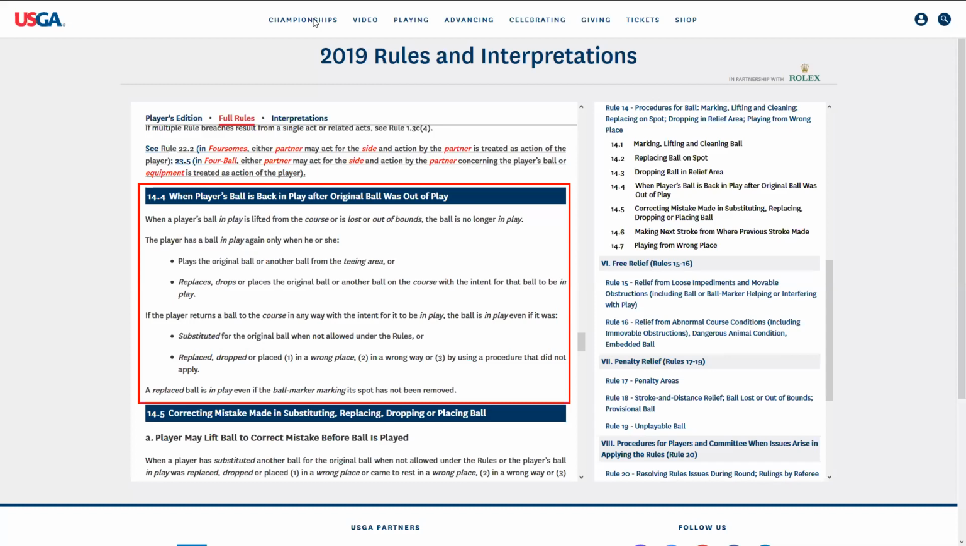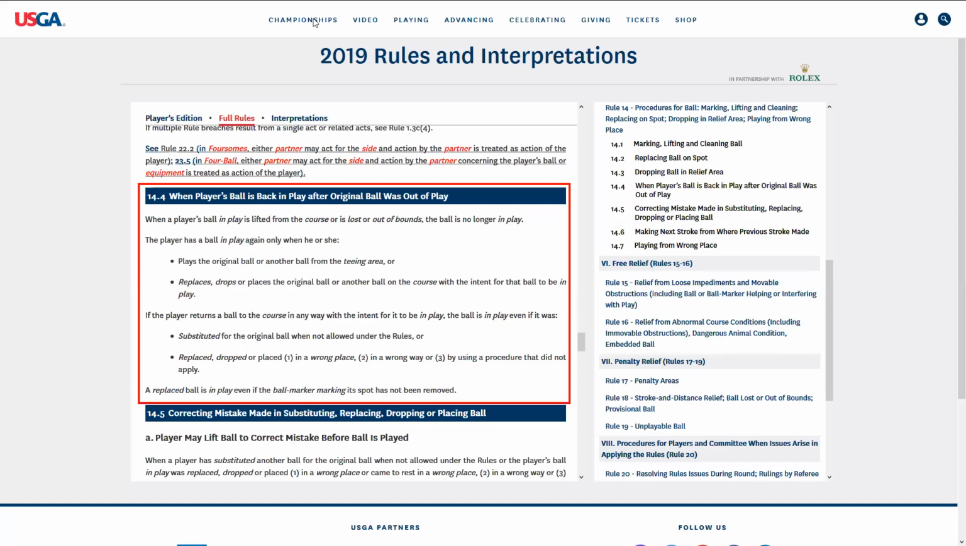So the ball is in play even if it was substituted for the original ball when not allowed, or if it was dropped, placed, or replaced in the wrong place, the wrong way, and so forth. So if you're on the course and a player drops the ball and it rolls, hits in the relief area, or it doesn't hit in the relief area and it rolls three club lengths, the player will look to you and say, is that ball in play? And of course, the answer is yes, the ball is always in play anytime you drop a ball. That's the question they ask, but that's not the question they want the answer to. The question they want the answer to is, am I good to go?